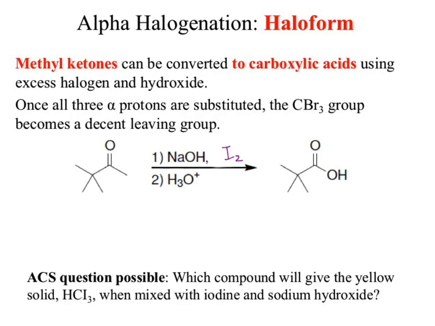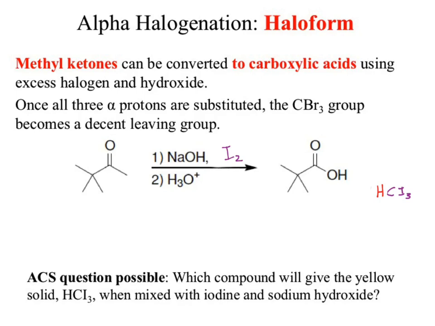So when we run this reaction, what happens? We kick out the leaving group CI3 with a negative charge. What then happened to that negative charge? It picked up a hydrogen, and I have CHI3, also known as the CHI3 shown in the ACS question. Why do we look at this reaction? It gives a characteristic yellow solid, and it gives it in a matter of seconds, if and only if this reaction can proceed. What allowed this reaction to proceed?